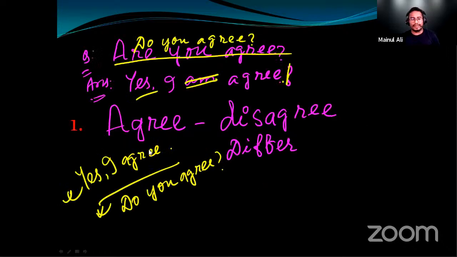First, the word we learned: agree, disagree. We make mistakes most of the time while using this one. We say, are you agree? It's wrong. It should be, do you agree? The answer is normally, yes, I am agree. It's wrong; it should be I agree. This one we learned today.